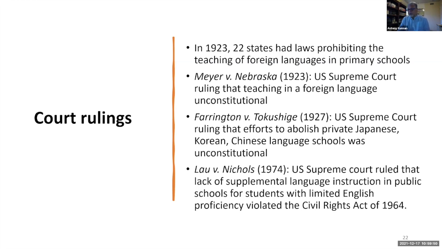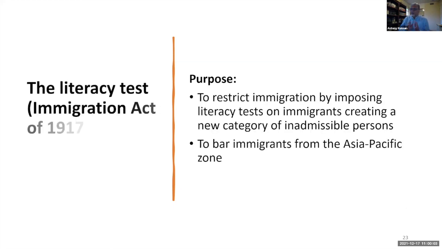So what I wanted to show you in these slides is the debates in Congress, the proclamations or statements by presidents, and court rulings, how they combined in some way to keep the idea of a monolingual English country. And this brings us to the literacy test of 1917. The whole purpose was to restrict immigration by imposing literacy tests on immigrants, creating a new category of inadmissible persons.